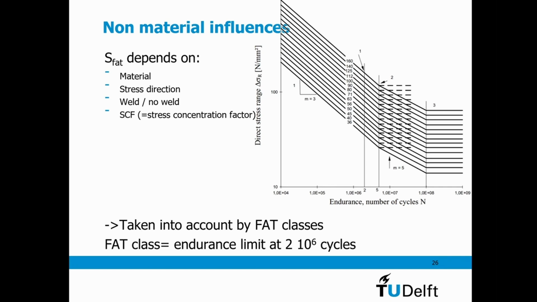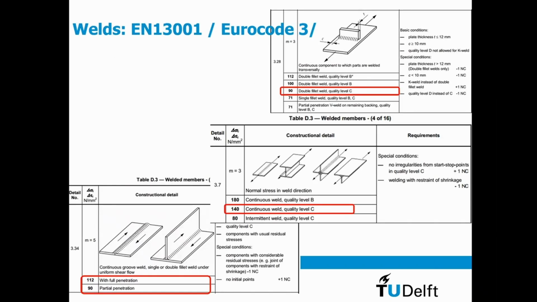So that is the first thing. We have seen that the fatigue class depends on the material and the material yield. And now we are going to discuss the rest of the types. So the stress direction, whether something is welded or not, and stress concentration factors, and they all are taken into account in one way or another.